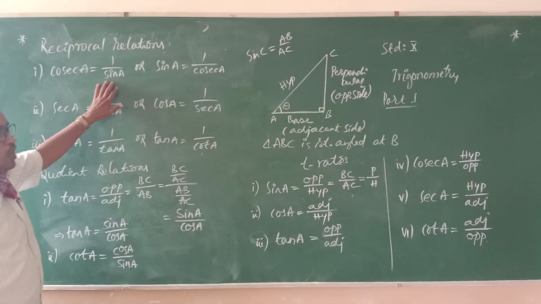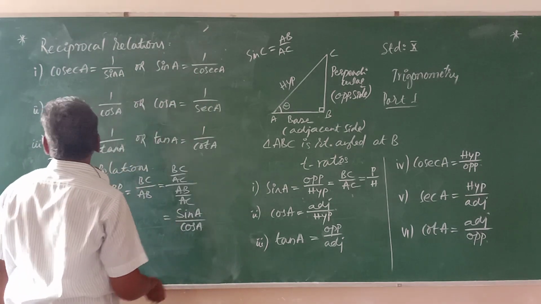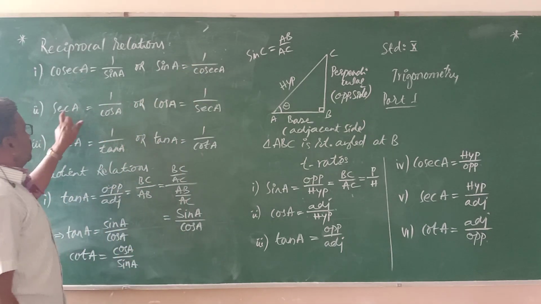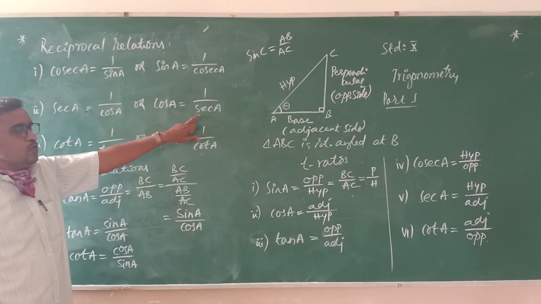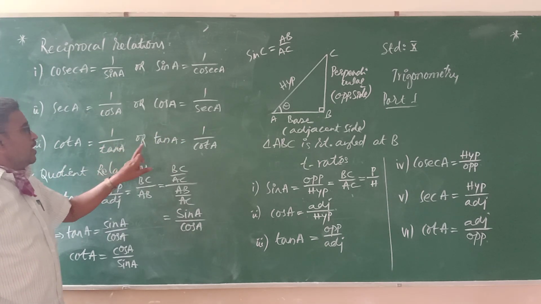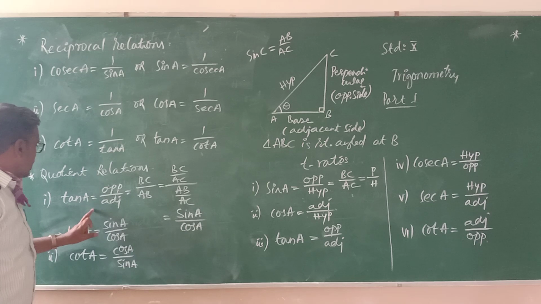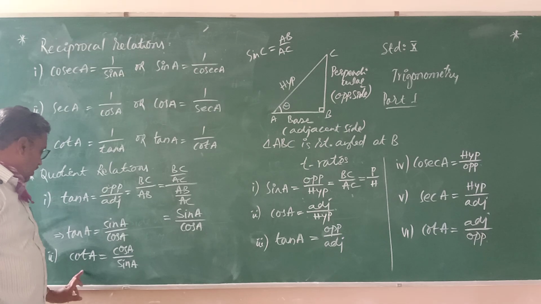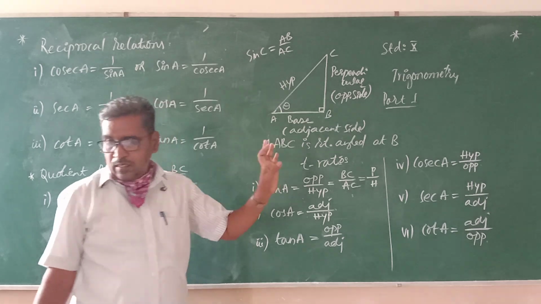Cosec A is equal to 1 upon sin A, or sin A is equal to 1 upon cosec A. It means sin A into cosec A is equal to 1. Sec A is equal to 1 upon cos A, so sec A into cos A is equal to 1, and cos A is equal to 1 upon sec A. Similarly, cot A is equal to 1 upon tan A, so tan A into cot A is equal to 1. Then tan A is equal to sin upon cos, and cot A is equal to cos upon sin. These are the very important trigonometric ratios.